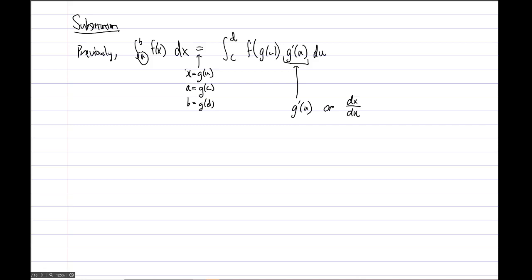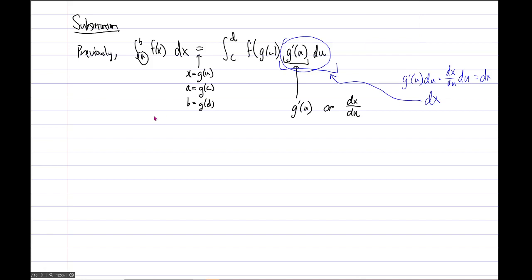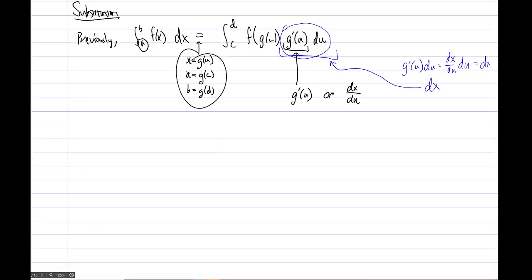The other thing to maybe note right now is that this entire part right there, maybe we'll just write this over here, that g prime of u times du is, well, this first part, g prime of u, is replaced with dx du, and then we have still a du to copy, so this ends up being dx. So the point is this entire underlined part here would be dx.